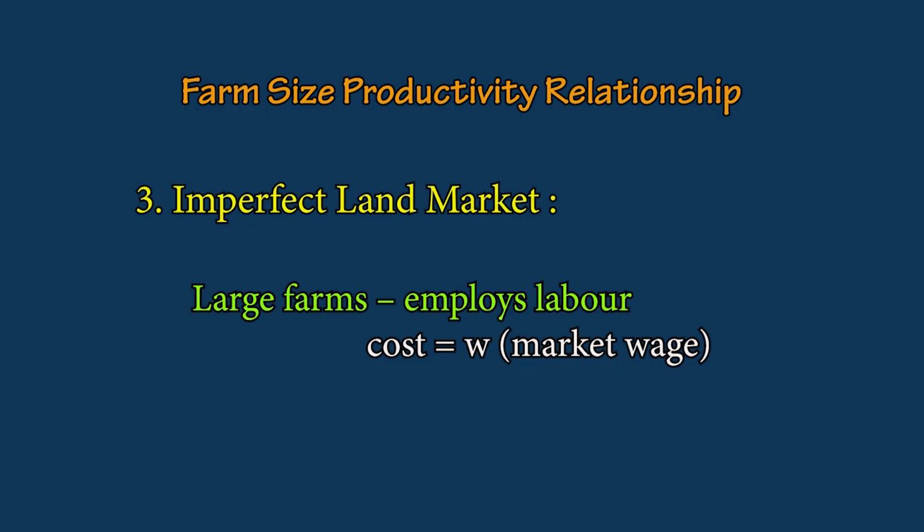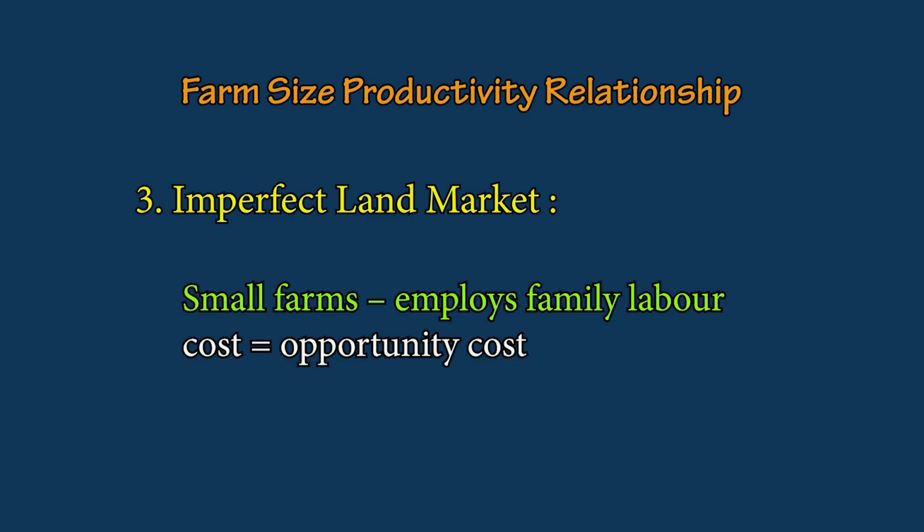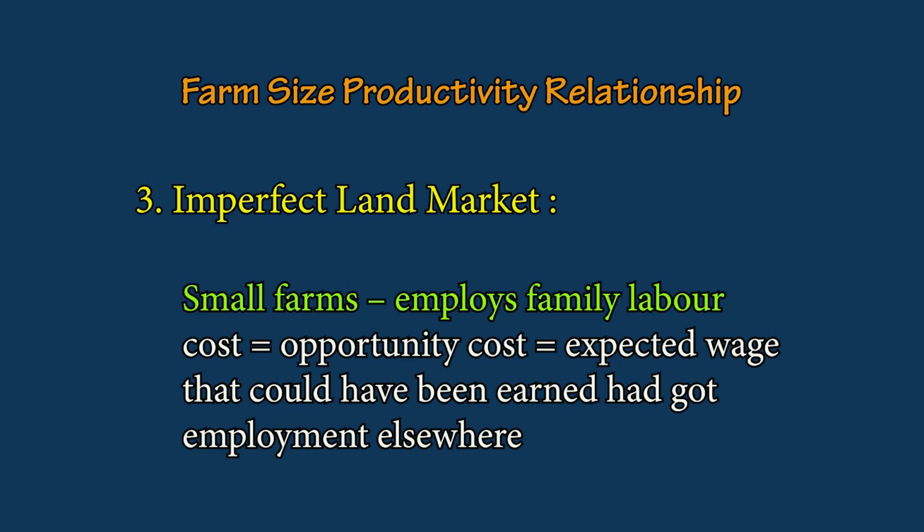So their cost per unit of labor will be equal to the market wage rate, say W. But what about the small farms? The small farms employ family labor. So in their case, the cost of labor should be the opportunity cost. Now, given the existence of unemployment in the economy, in this situation, the opportunity cost should be equal to the expected wage that could have been earned had the family labor got employed elsewhere.